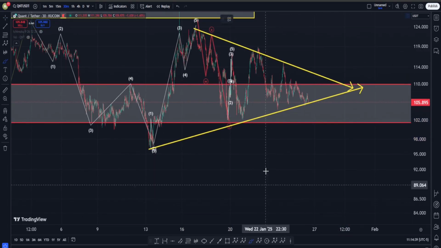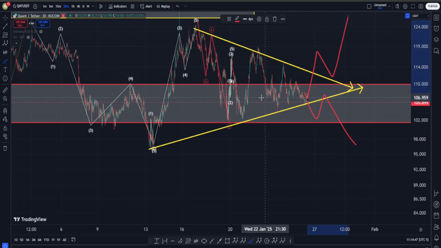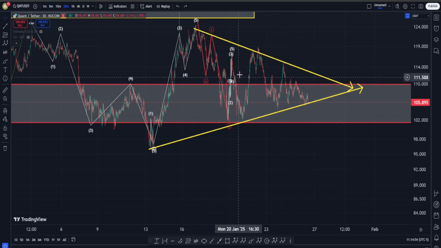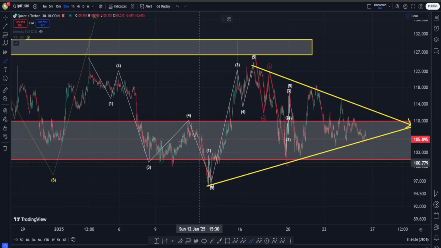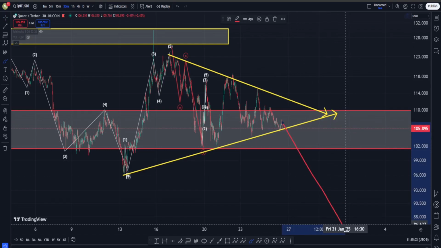but again, technically, this can be considered a triangle structure in case we want to get a break of the lower line, do a pullback, and then a continuation of the move down. If we get a move up and break this pattern on the upside, this isn't going to be at that point a valid triangle structure. Why is that? Because the move before this triangle was actually on the downside, and we had something like this. So if this is a valid triangle, it should break on the downside.